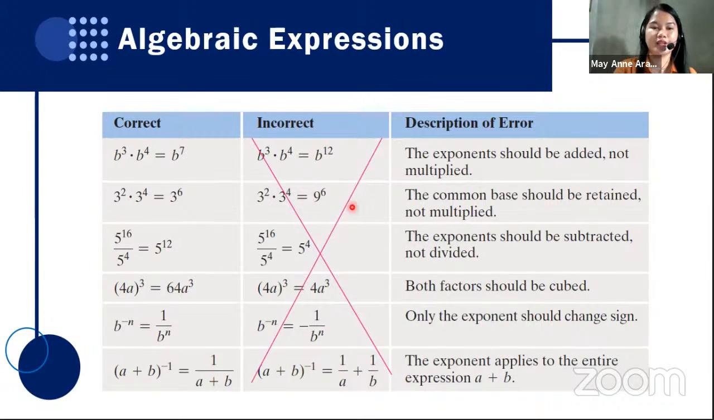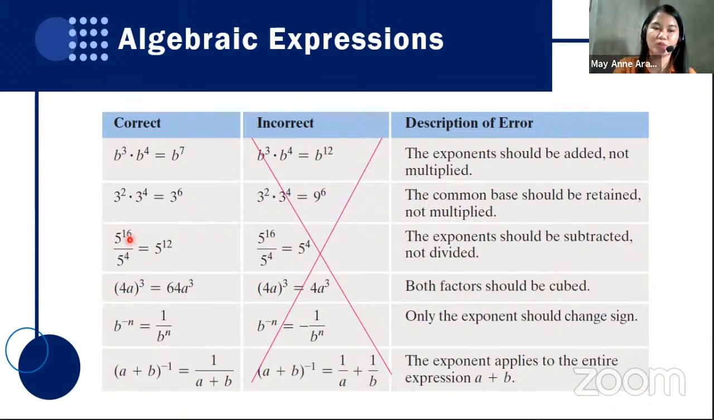Okay, another: 3 squared times 3 raised to 4. Here it's correct that the exponents are added, which is equal to 6, but the base was also multiplied. And don't forget that the common base should be retained, not multiplied. It's just copied. It is not multiplied when it's the same base. Okay? Next. Same case here.